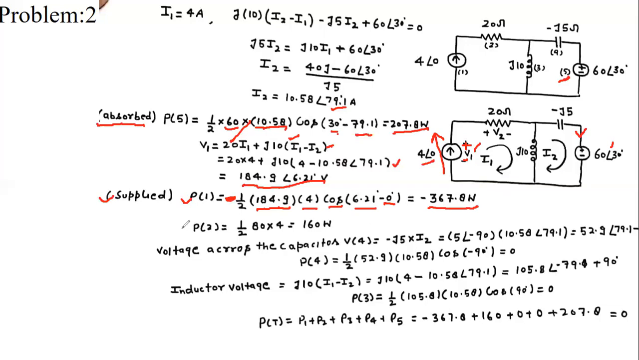Now the value of source P2. P2 is representing the power in the 20 ohm resistance. Now I am again clearing my drawing.